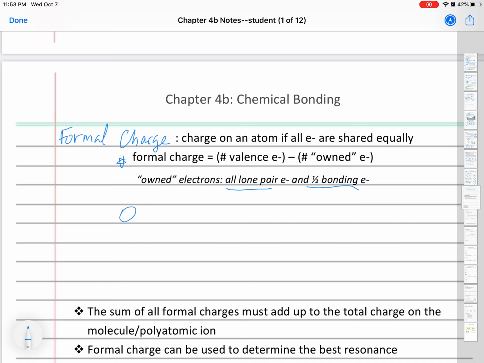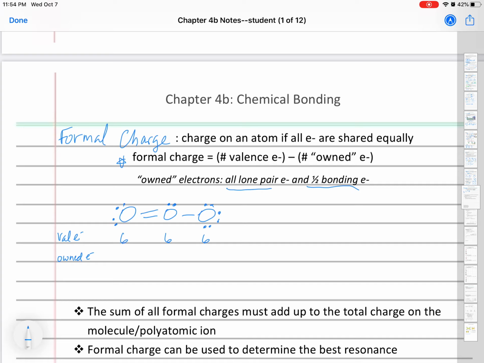So let's look at an example. O3, ozone. All right, here's the structure for ozone. And I'll get my lone pairs in here. 1, 2, 3, 4, 5, 6, and 1, 2, 3, 4. Okay, so the number of valence electrons that oxygen has is 6. So each of those oxygens would have 6 valence electrons. All right, and now for the owned electrons.